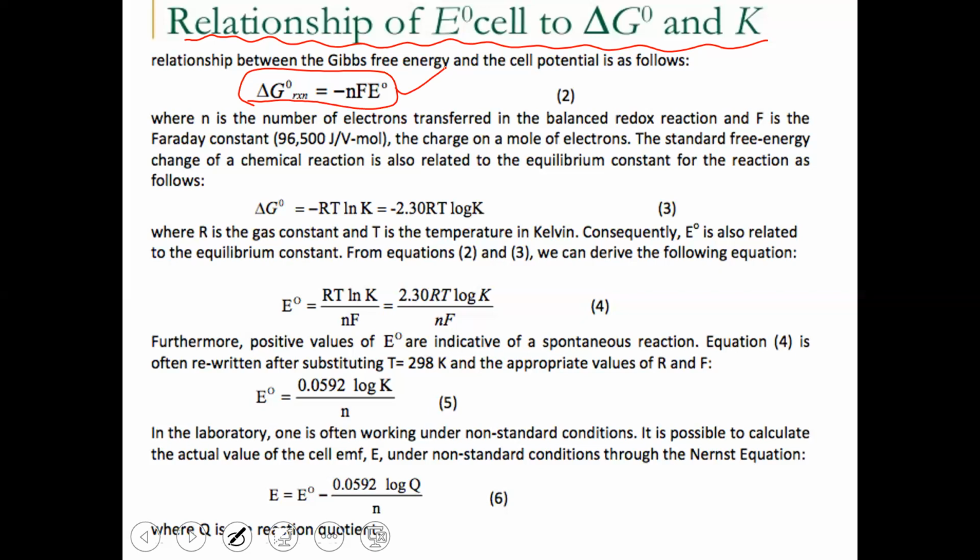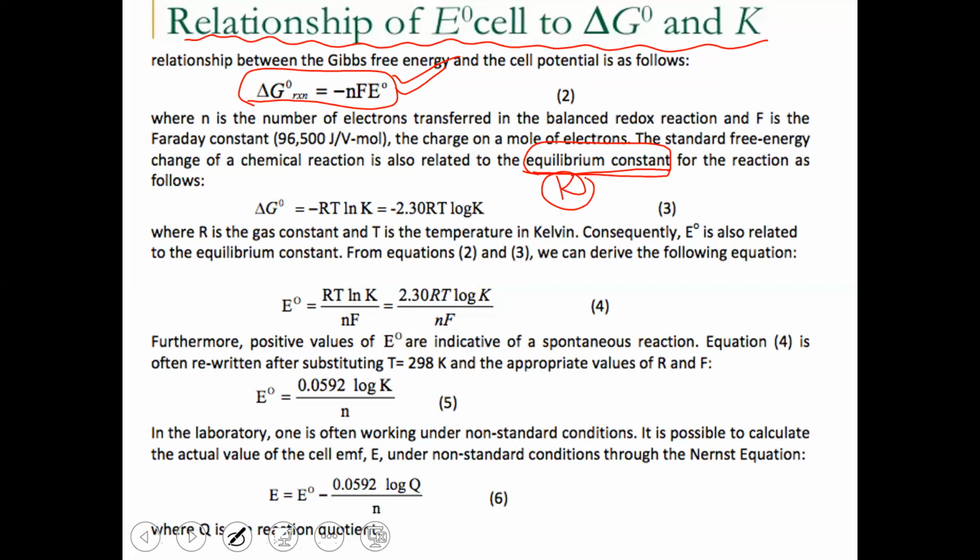electrons. Now the standard free energy change of a chemical reaction is also related to the equilibrium constant for the reaction, which can be shown in the reaction below. So this is the relationship between the Gibbs free energy and cell potential. Now coming to the relationship between the free energy and the equilibrium constant, that is K.